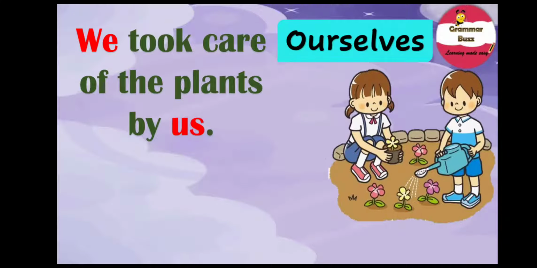Well, what does the sentence say? It says, we took care of the plants by us. The subject of the sentence is we, and the object of the sentence is us. Both we and us refer to the same group of people. So we can say that the subject we refers to the same group of people as us. So the subject and the object of the sentence is the same.